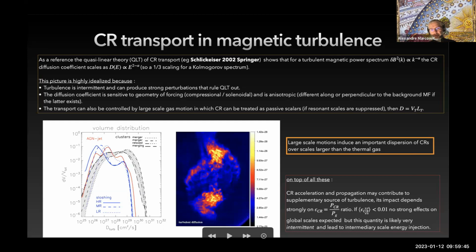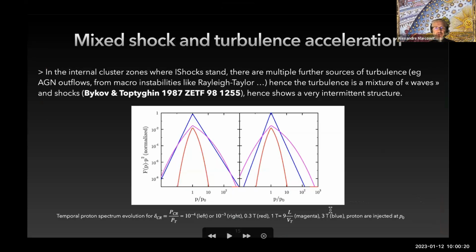On top of that, I probably didn't have time to show you, but even if gamma ray observations constrain the cosmic ray pressure content to be very low, about 1% of the gas pressure, it is not excluded that in some parts of the cluster you can have higher values of this ratio, which are not resolved by gamma ray observatories. And this brings more supplementary effects of cosmic ray back reaction, so they can produce their own turbulence. So we'll skip this.